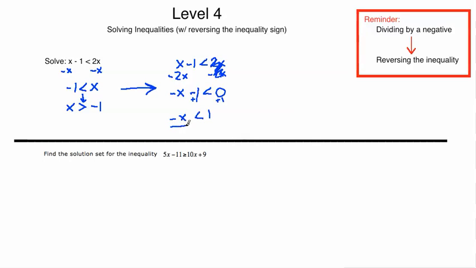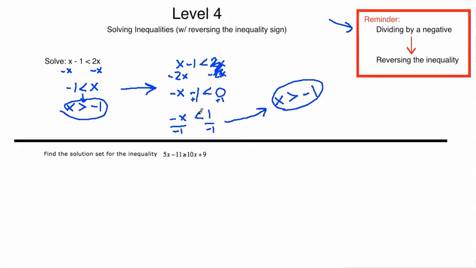And now I'm going to be dividing by -1. And remember from over here, when you divide by a negative, we need to switch the sign. So x, sign switches to be the other direction, is greater than -1. And you'll see that we get the same answer. If we had not switched that sign, we would have gotten the opposite answer. We would have gotten x is less than -1, which is not true based on what we did over here.